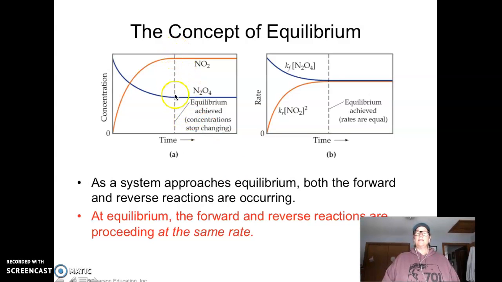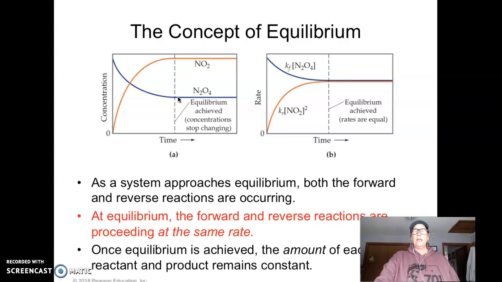Again, this is the most common. You will see once in a while where they're the same amount, but not very often. It's more like this. And again, it's not when the amounts are equal, but when the amounts aren't changing. When they stay the same, even though the reaction's still going on. Once equilibrium is achieved, the amount of each reactant and product remains constant. If you want to change that, you have to do something like change the temperature, add some more reactant, add some more product, do something.